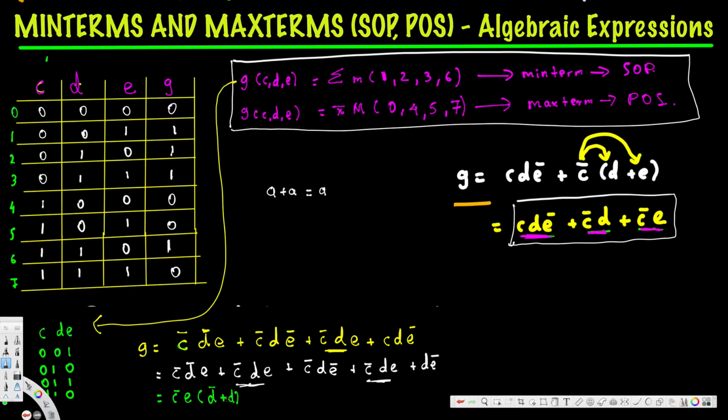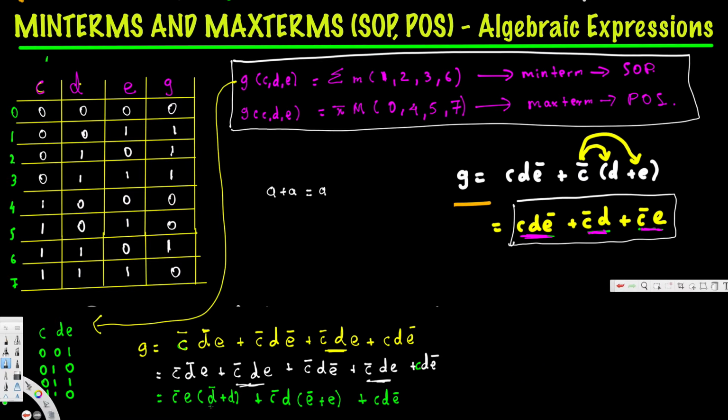So D bar plus D, and also here we can take C bar D common, C complement D common. If we take that one, we are going to get E complement plus E, and we are left with C, so C D E bar, C D E not.